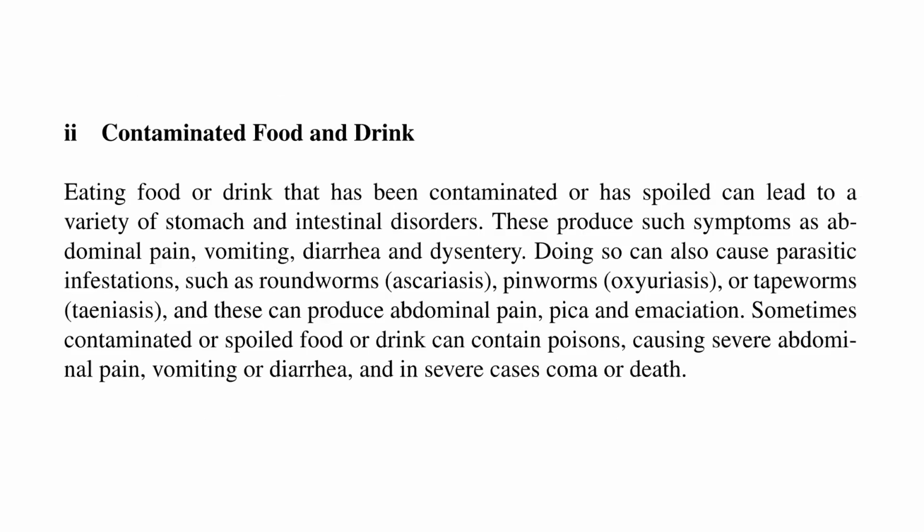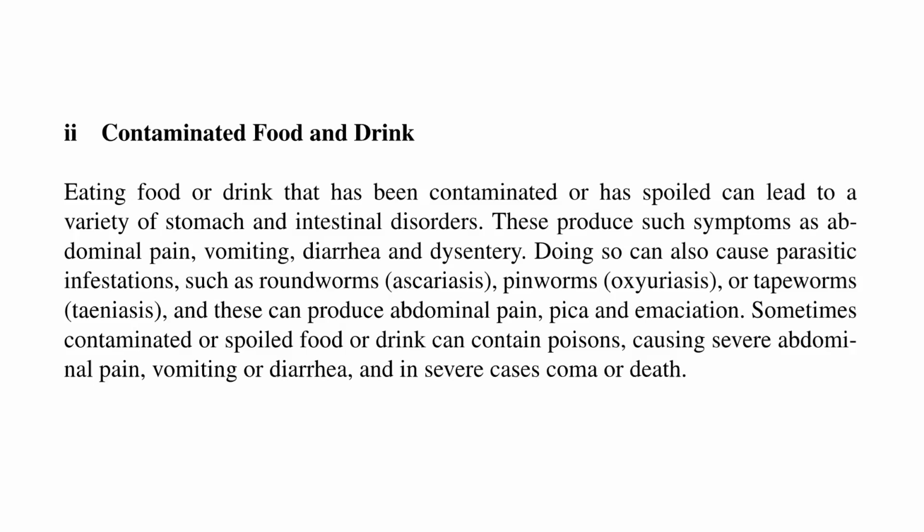Next, the contaminated food and drinks. Eating food or drinks that has been contaminated or has spoiled can lead to a variety of stomach and intestinal disorders. This produces such symptoms as abdominal pain, vomiting, diarrhea, and dysentery. Doing so can also cause parasitic infestation such as roundworms, pinworms, or tapeworms, and this can produce abdominal pain, pica, and emaciation.